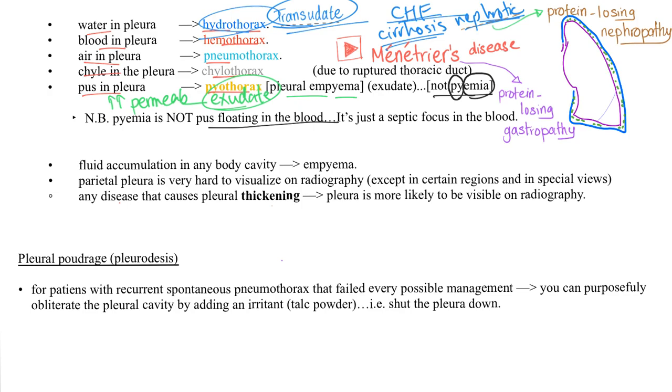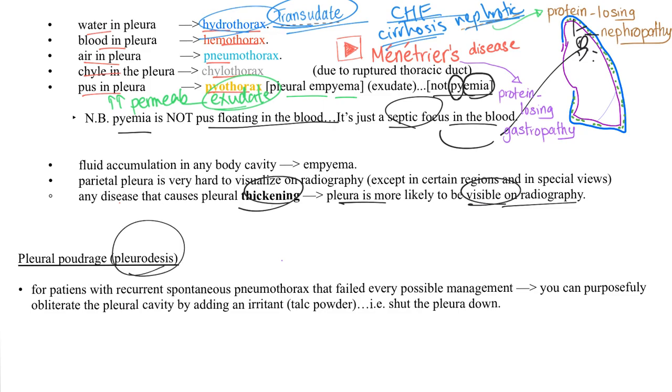This is called stupid and it's malpractice and it's not called pyemia. So what is pyemia? Pyemia is a septic focus in the blood. Septic focus will go to organs, and then when it goes to organ, it can form pus in the organ, not in the blood.